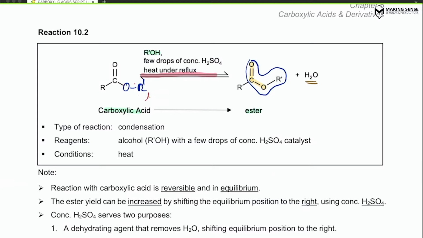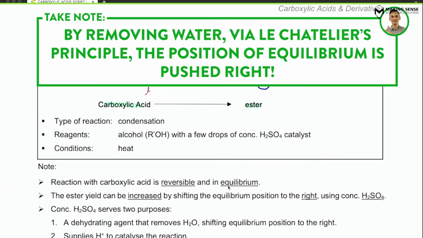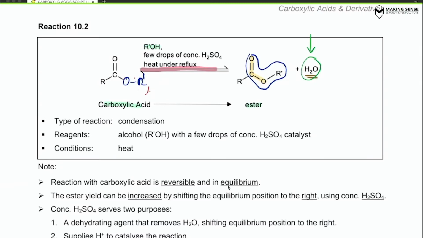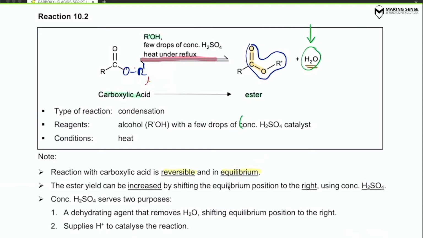As you can see from the equation, water is being produced. Therefore, if we can find a way to remove water, naturally by Le Chatelier's principle, the equilibrium is going to shift towards the right-hand side. And guys, bear in mind, concentrated H2SO4 is always a dehydrating agent.